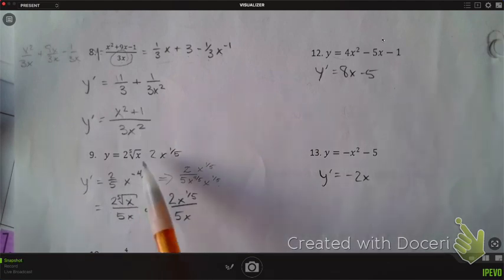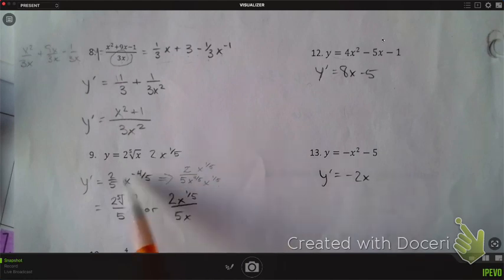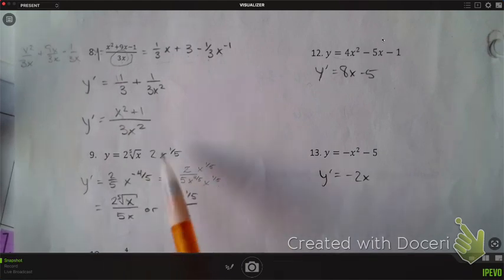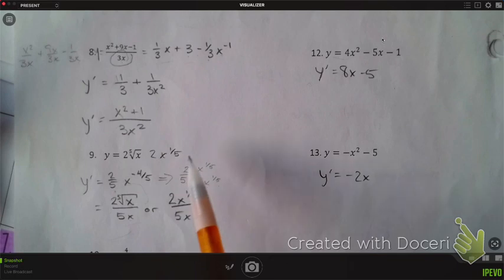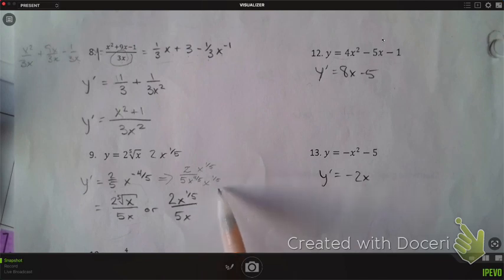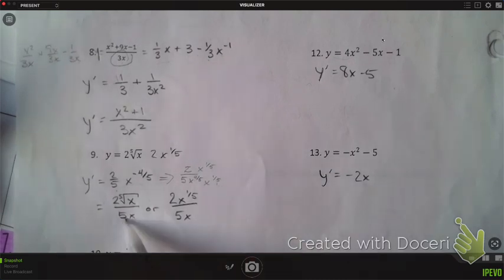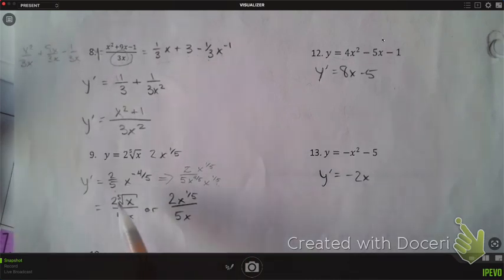Okay, so you take 2 times 1/5, which is 2/5. And 1/5 minus 1 would be negative 4/5. Then the negative has to go in the denominator. What do I add to 4/5 to get to the next whole number? 1/5. So I get x to the 5th in the denominator and 2/5 root of x. I was going to say square root.